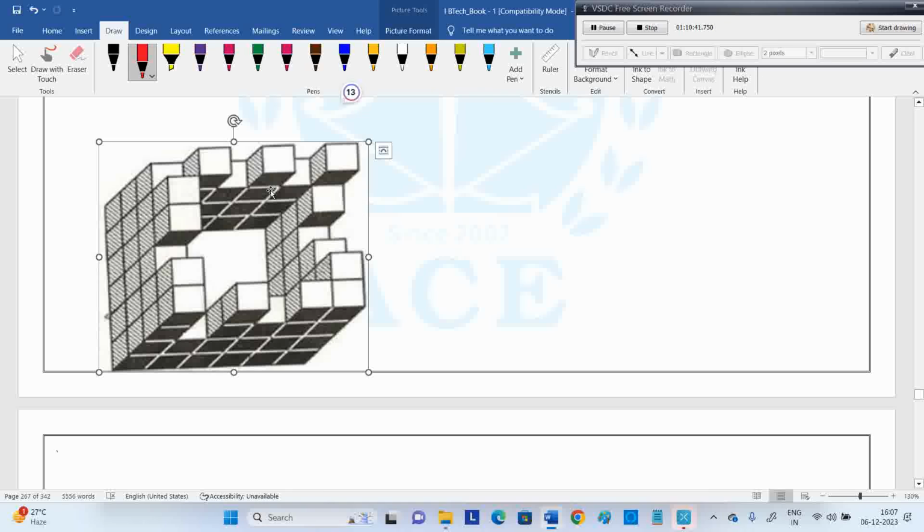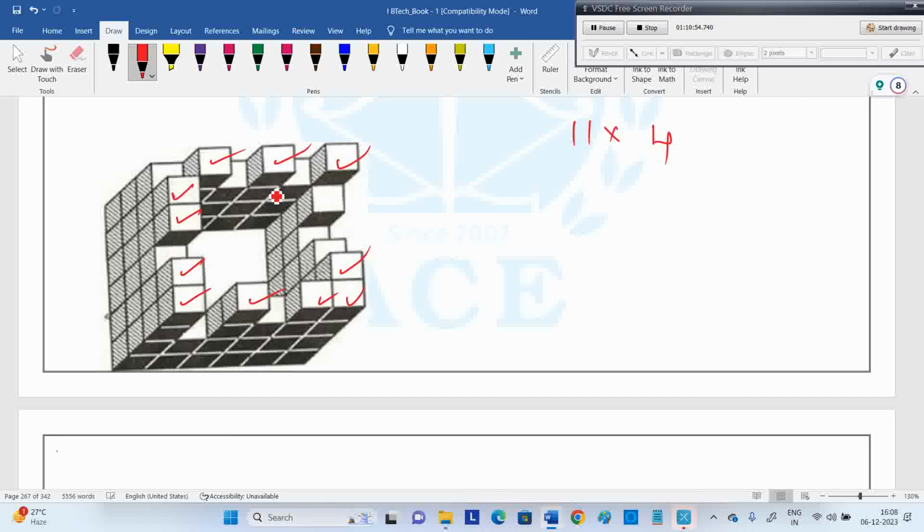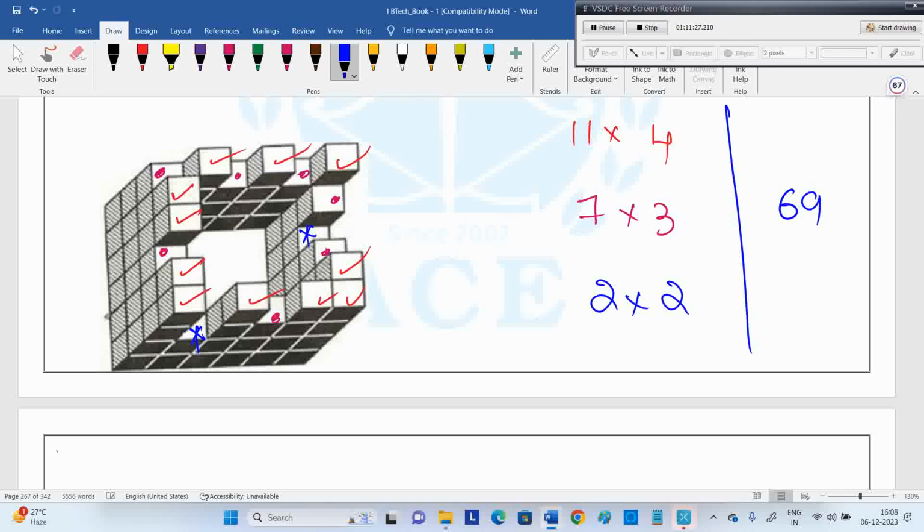Here, more number of cubes is 4. How many such columns? 4, 5, 6, 7, 8, 9, 10, 11. So 11 columns, each one is having 4 cubes. Then 3 cubes ones, how many? 1, 2, 3, 4, 5, 6, 7. 7 columns with 3 cubes in each. There are 2 columns where we have only 2 cubes in each. This one and this one. So 44, 48 plus 21. Hope you got 69.